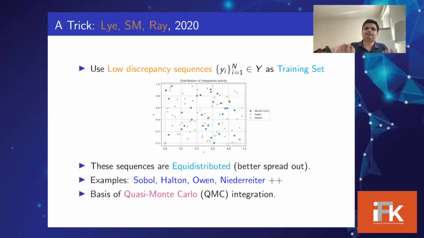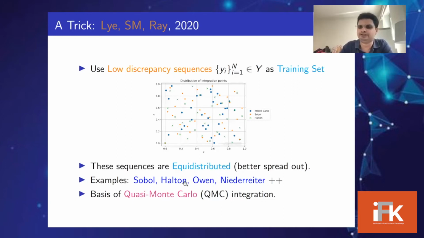Of course, if I would have taken grid points, then it would have been spread evenly. However, doing it in 100 dimensions is not feasible, or 20 dimensions, or even 10 dimensions is not feasible. So I need something in between, which is well distributed or equidistributed. And there are such points or such sequences. They're called low discrepancy sequences. They are the basis of what is called quasi-Monte Carlo integration.